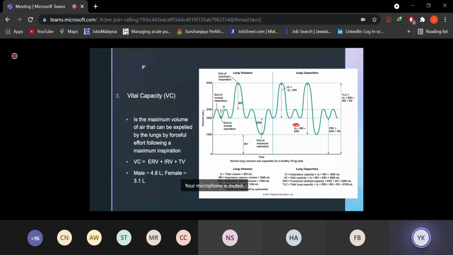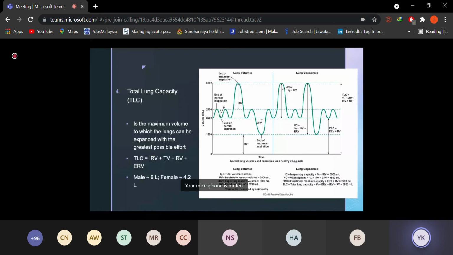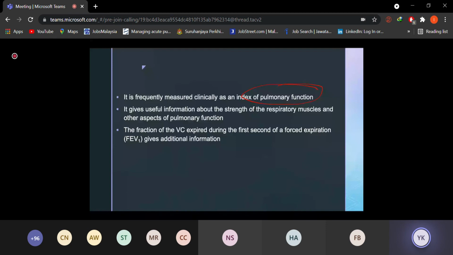It is frequently measured clinically as an index of pulmonary function, for the vital capacity. It gives useful information about the strength of the respiratory muscles and all the other aspects of pulmonary function. It means that when you inhale forcefully and then exhale forcefully, it will definitely give some indications about your pulmonary function as well as your respiratory muscles.